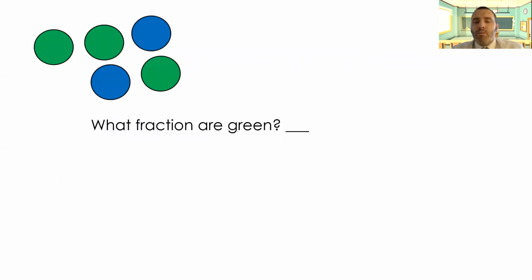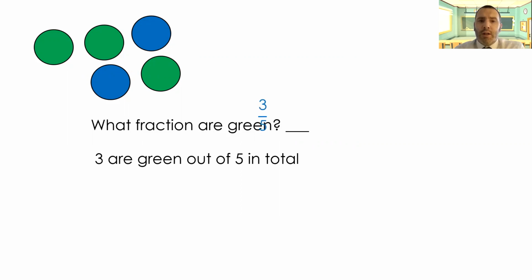Okay, what fraction of these are green? How can we work it out? Well, I've got 5 in total. 3 of them are green. 3/5. So, as I said, 3 are green out of 5 in total. Hang on a second, let me just fix that because that shouldn't be there. There we go. Now we can see what it says. So 3 out of the 5. 3/5 in total are green.